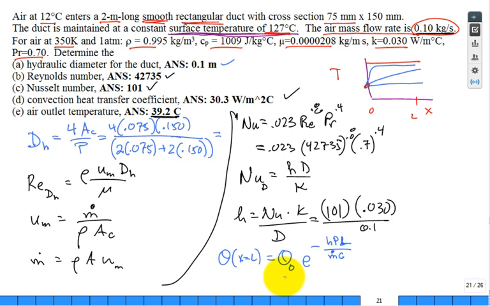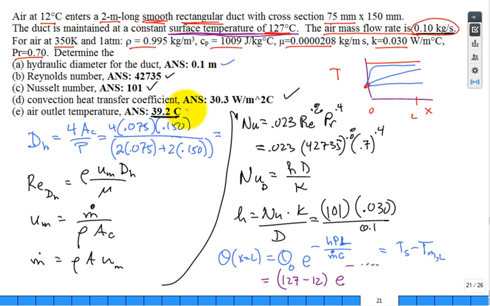So our theta coming in is 127 minus 12. Then e to the minus dot, dot, dot, all that. And you get a theta on the exit at L. And theta on the exit at L, I should have said what that is. That's Ts minus Tm at L, the exiting mean temperature of the fluid. And so the final temperature is Ts minus theta at the exit.